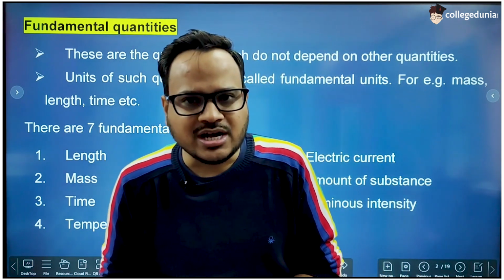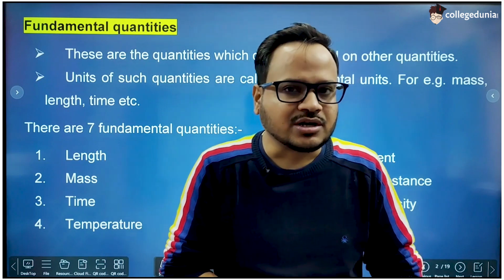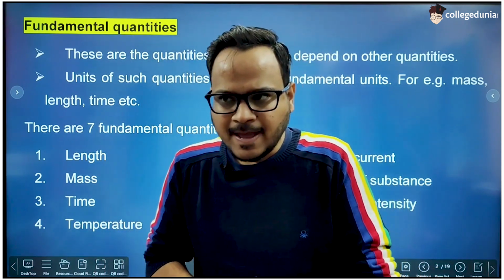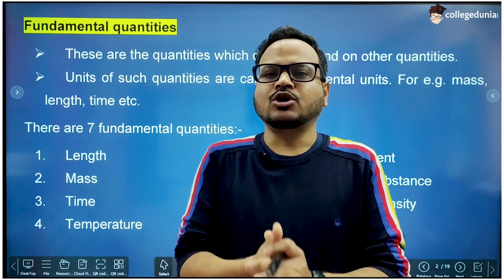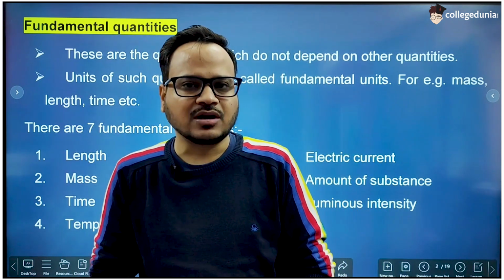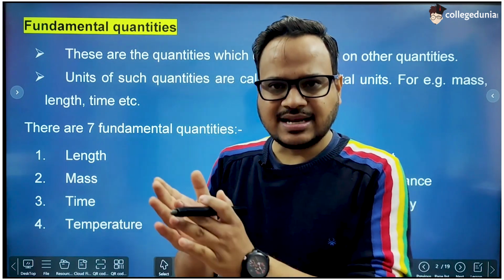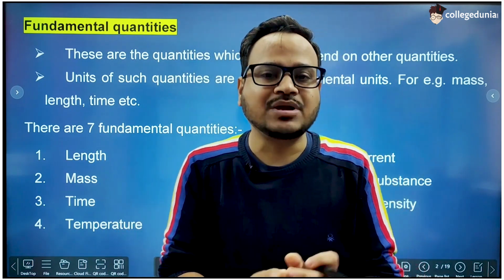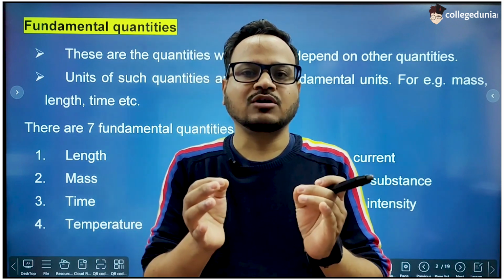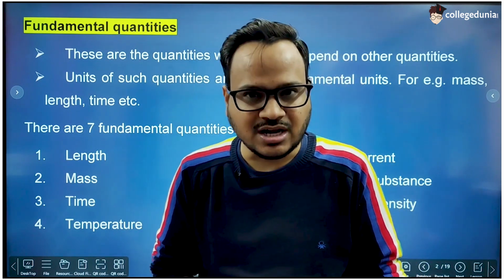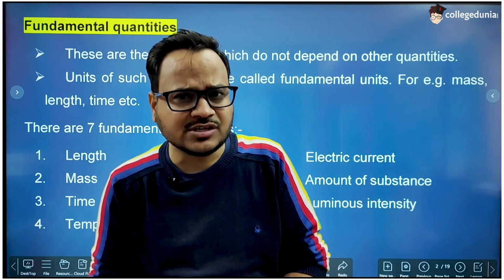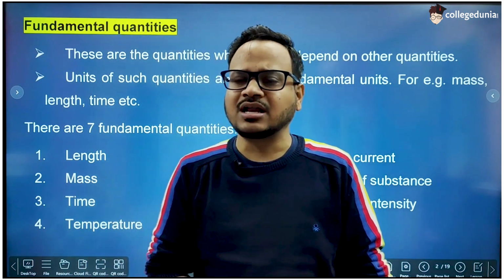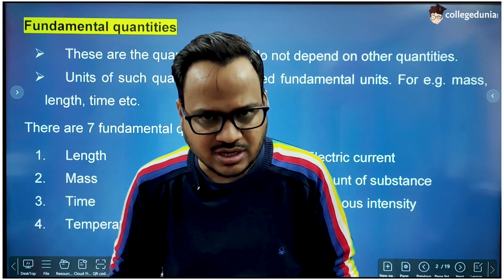Students, there are quantities which depend on other quantities. Let's first talk about those quantities. For example, area. If you want to find the area of any figure, like circle, rectangle, triangle, you have to know the parameters of that figure. If you are going to find the area of a circle, then you cannot find it without having the radius of the circle.